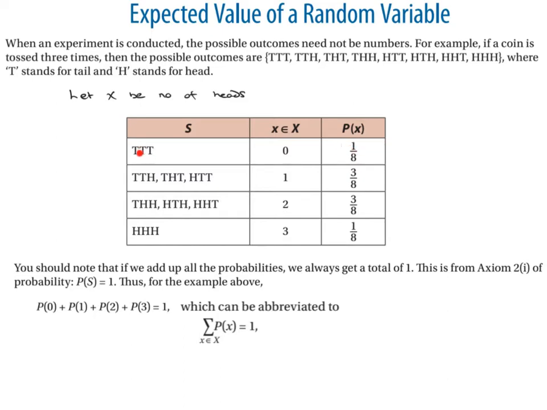So you can see here that tails, tails, tails, no heads, means that I've got a 1/8 chance of getting no heads. For 1 head, you can see there's 1, 2, 3 different outcomes. So that's 3/8. For 2 heads, you can see there are 3 different outcomes out of the 8. And for triple head, you can see here there's only 1 out of 8.